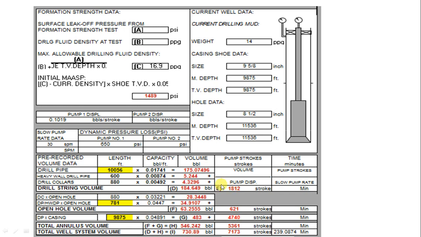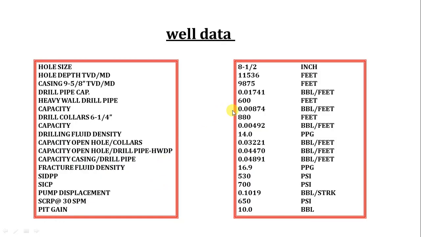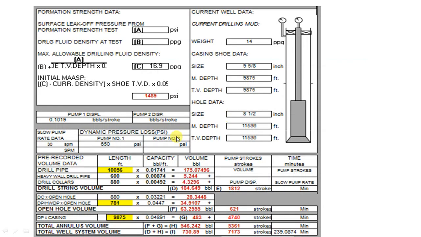After finishing this, all of them are erased. So this is not here, this is not here, and also this is not here. You will not see them. Go ahead. After this, take for example, this is the drill string volume here in the open hole. Open hole means from here to the shoe.